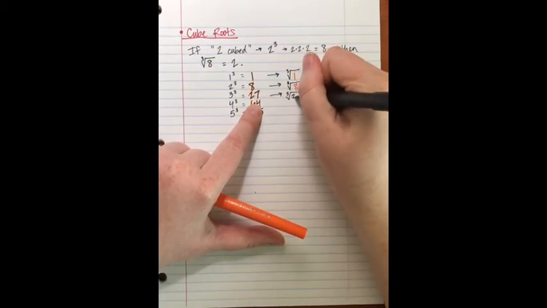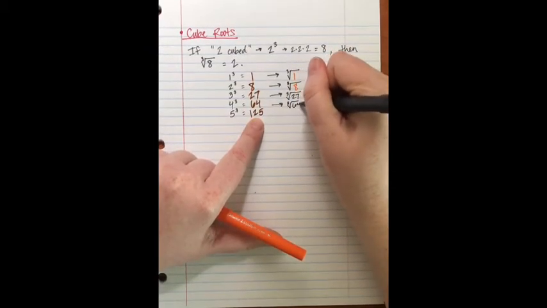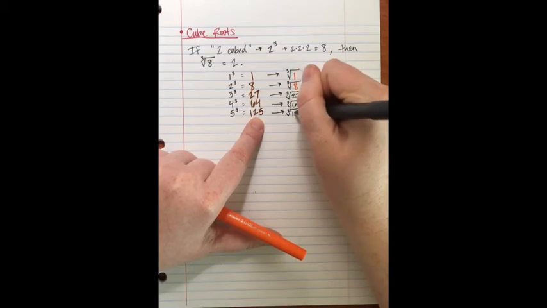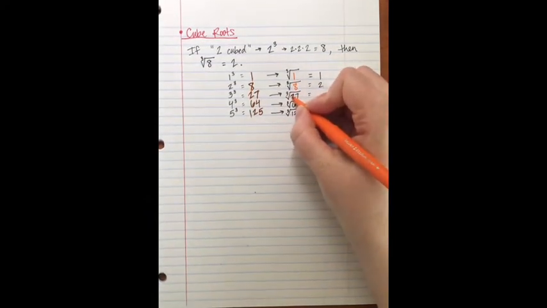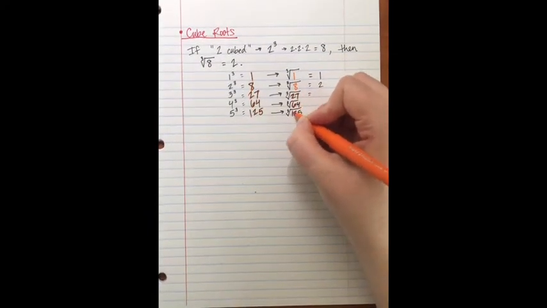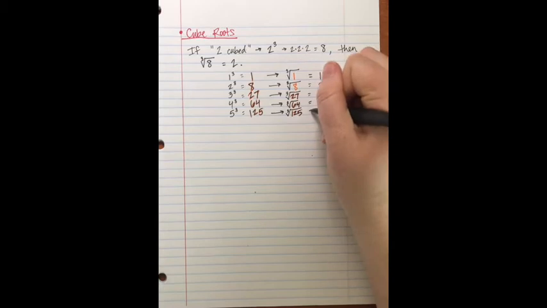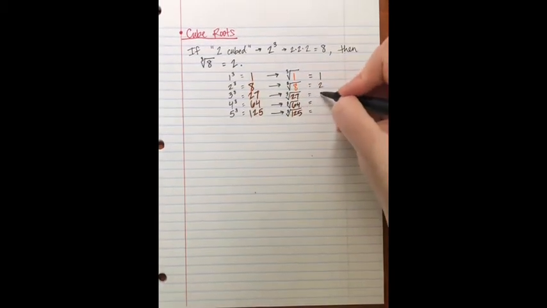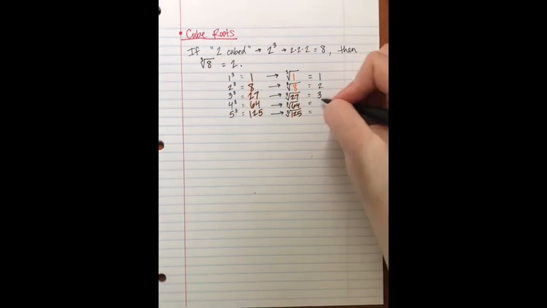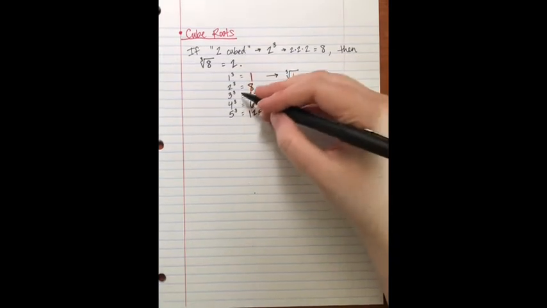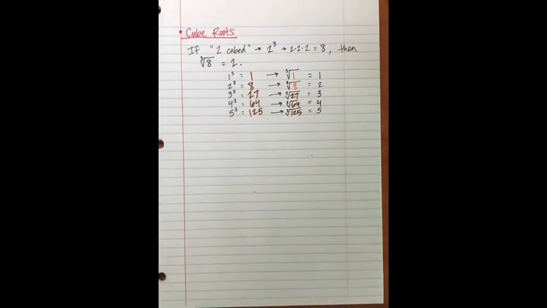I want you to try this out on your own. Pause the video. Do the cube roots of the next several numbers. Cube root of 27, 64, and 125. Cube root of 27 is 3, and that's because 3 cubed is 27. Cube root of 64 is 4, and that's because 4 cubed is 64. So cube root of 125 has got to be 5 then for that same reasoning.